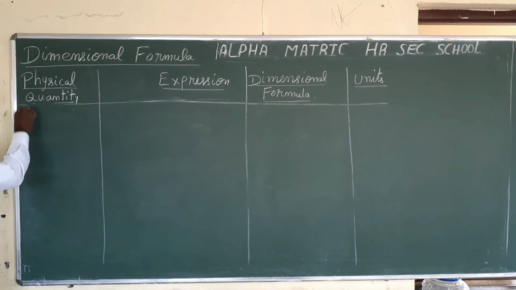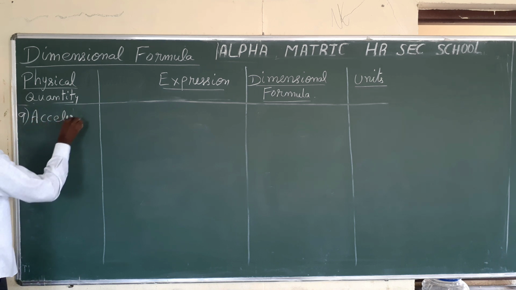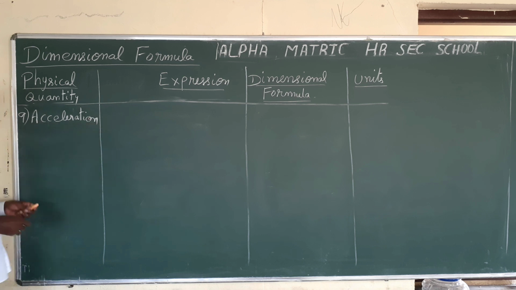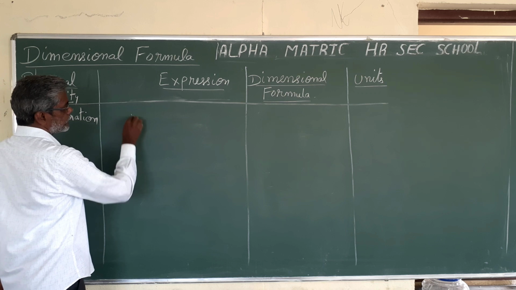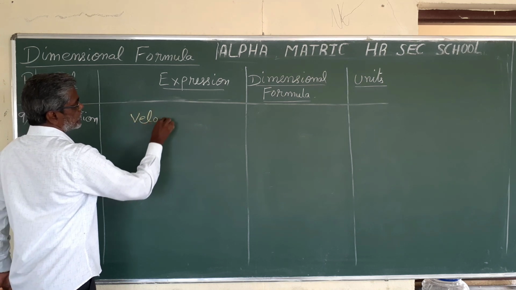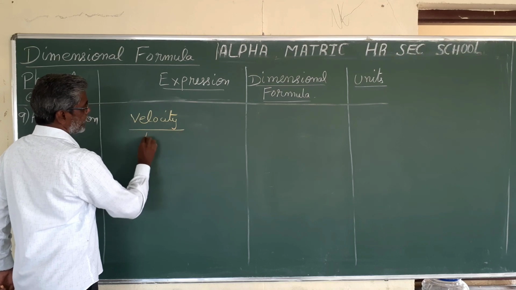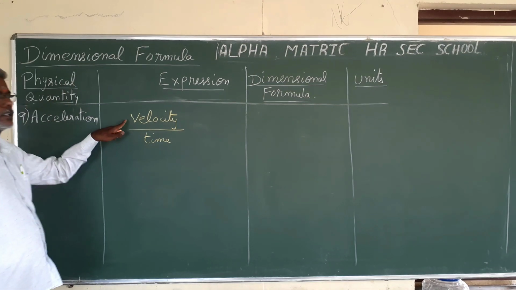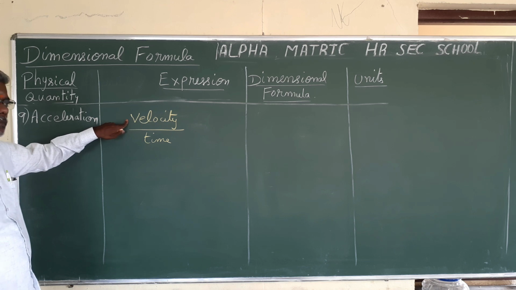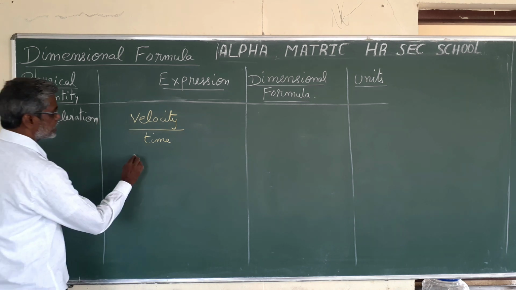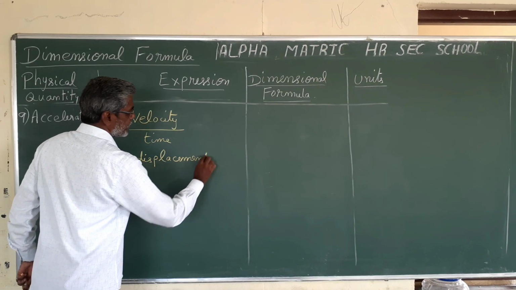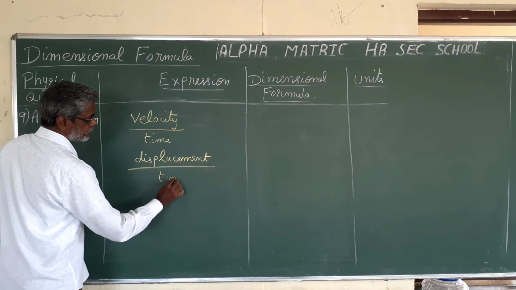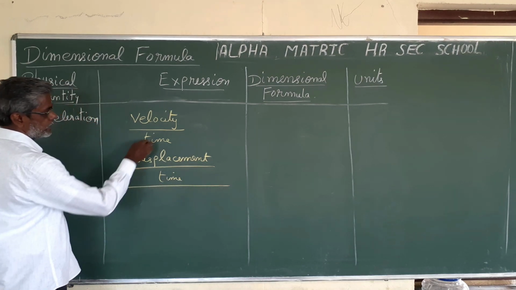Next we will go for acceleration. What is the formula for acceleration? Change in velocity by time. Now this one is a derived one, so convert it into fundamental. What is the formula for velocity? Displacement by time. Velocity is displacement divided by time, the whole divided by this time.